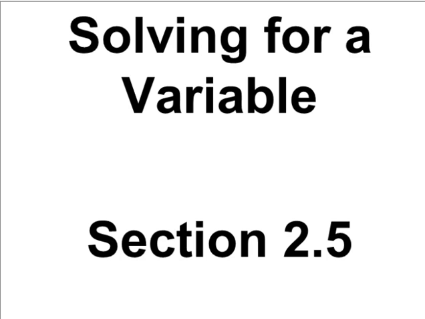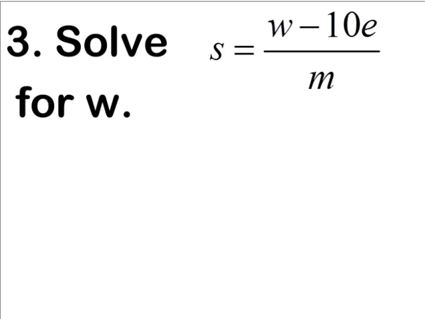This is continuing on with section 2.5. I just have done 2 examples. I'm ready for example number 3. Going through the steps once again, I'm going to highlight the variable I'm trying to get by itself, which in this case it says solve for W.